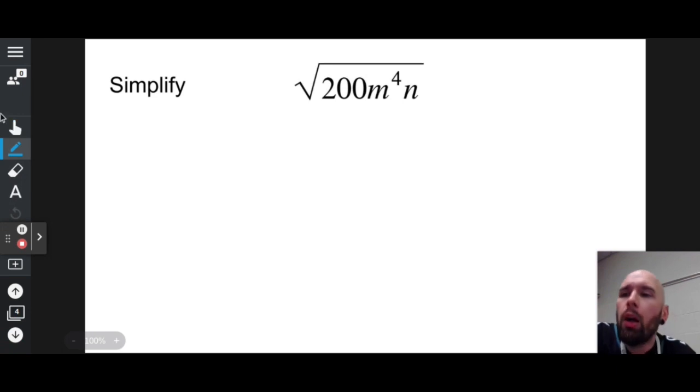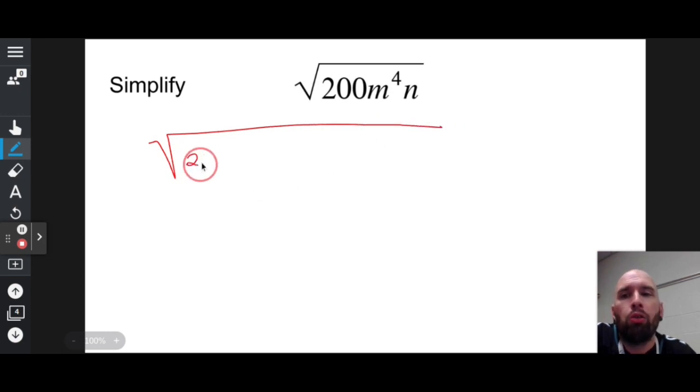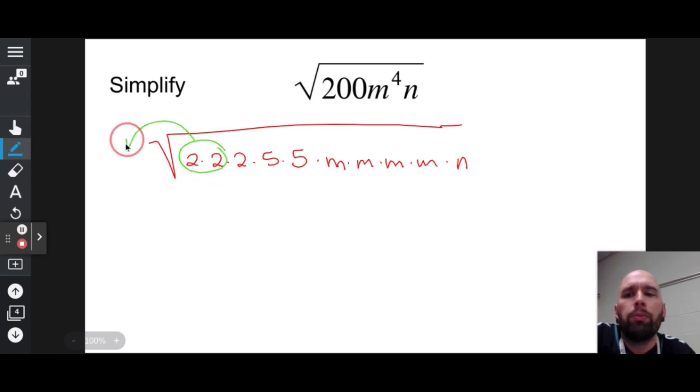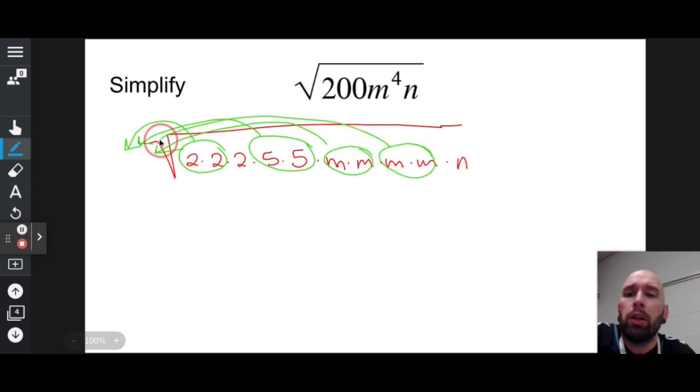Another square root. Let me see. 200 is 2 times 100, and 100 is 10 times 10. So we've got 2 times 2 times 2 times 5 times 5. M times M times M times M times N. Circle a pair of 2s, bring it out. Circle a pair of 5s, bring it out. Circle a pair of M's, bring it out. Circle another pair of M's, bring it out.